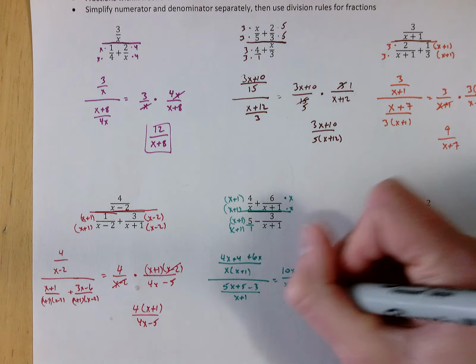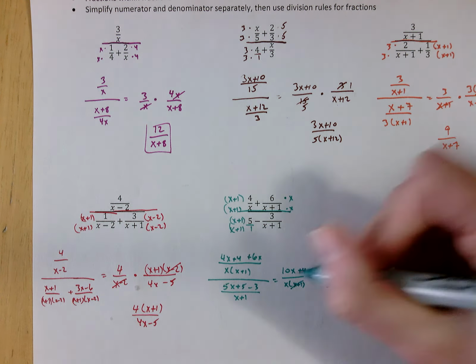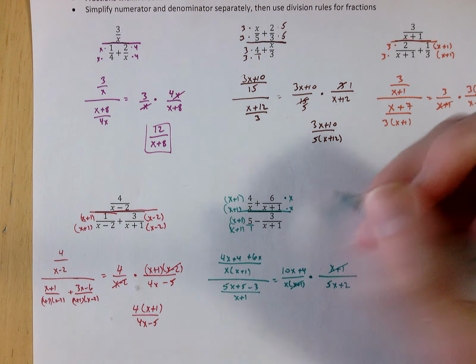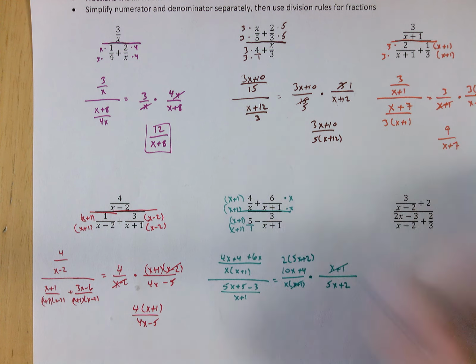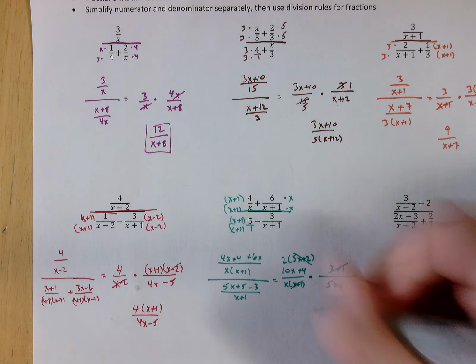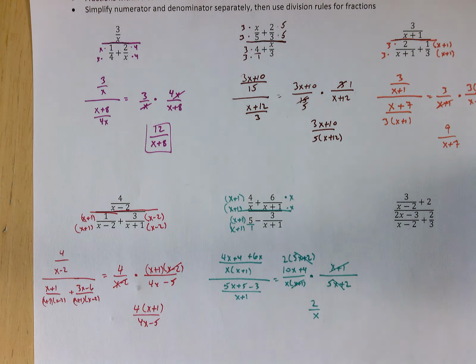Okay, these guys will cancel. And then be careful because there's actually another thing that'll cancel here, right? 10x plus 4, I can factor out a common factor of 2, right? And then those 5x plus 2s will cancel. So this whole thing simplifies to just 2 over x. Right, which is satisfying. Going from that to that, I like that. It's pretty nice.